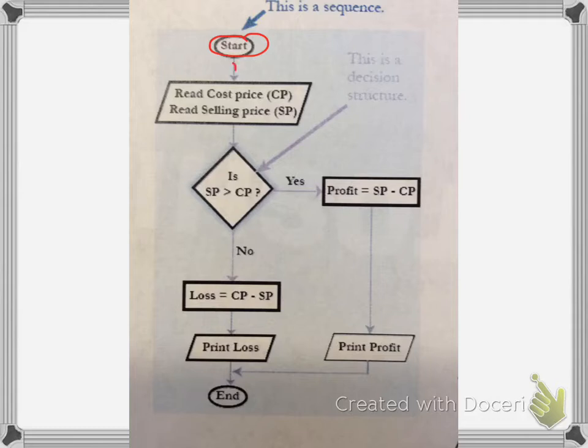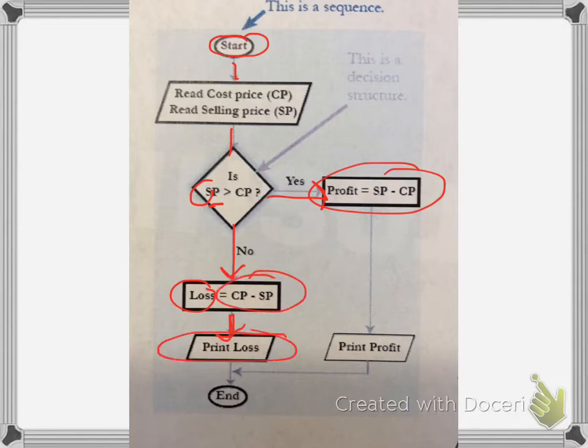So start, then we come down, read the cost price, read the selling price. Is the selling price greater than the cost price? If the answer is yes, then we have profit. If the answer is no, then we have a loss. The cost price minus the selling price would be how much loss we have. So it tells us to do the cost price minus the selling price. That would print the loss of how much we have. Over here, if we had profit, then we would do the selling price minus the cost price. That would print our profit, and then we come to the end.